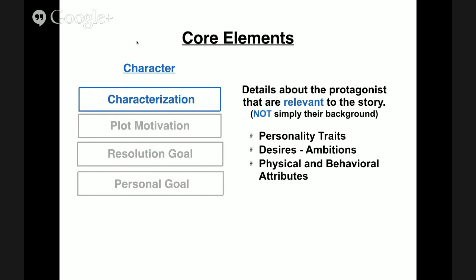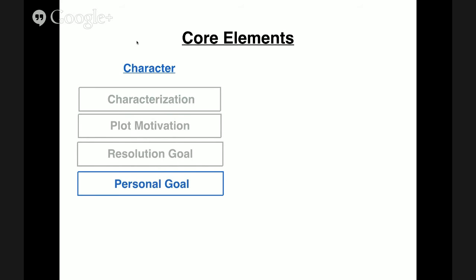So the characterization are personality traits, desires, ambitions, physical and behavioral attributes. Okay, it's basically who this character is when the movie starts. When they come on the screen, they're really good looking, like Harrison Ford in a bunch of movies. We know something about him already. Who he is when the movie starts is made up of the characterization.